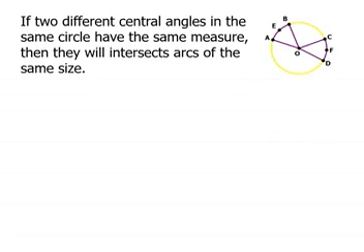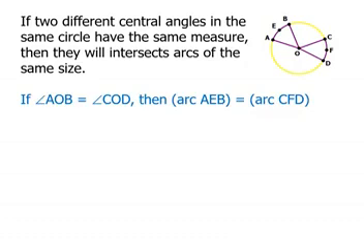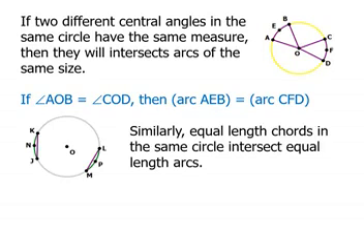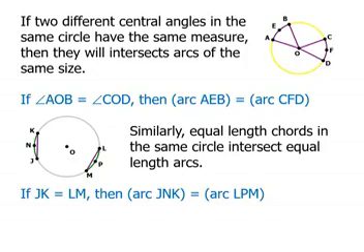If two different central angles in the same circle have the same measure, then they will intersect arcs of the same size. And so if those two angles are equal, then the arcs have to be equal. And in fact, vice versa. If the arcs are equal, then the angles have to be equal also. Similarly, equal chords in the same circle intersect arcs of equal length. So if JK equals LM, then those two arcs are equal.